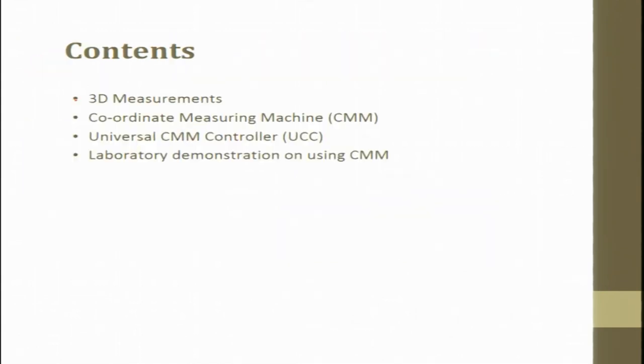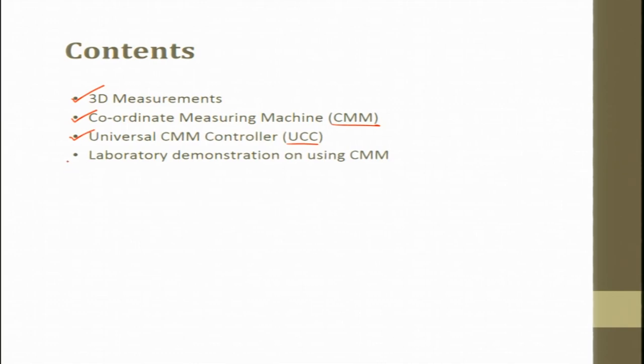Before the start of the lecture, I will just recall what 3D measurements are, then what a coordinate measuring machine is, and the specification of the particular machine that we have in our lab, that I will give you. Then we have UCC, the universal CMM controller. If I think of the whole CMM machine, the controller that controls the machine is known as UCC.